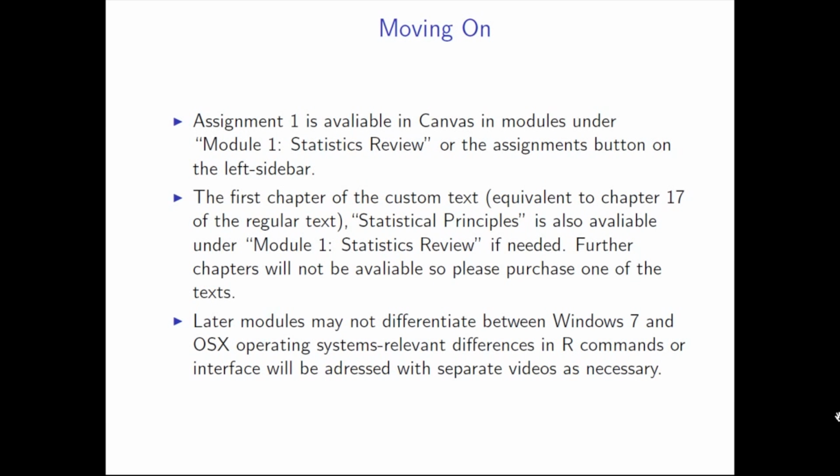Moving on from here, Assignment 1 is available in Canvas in modules under Module 1 Statistics Review, or the Assignments button on the left sidebar. The first chapter of the custom text, which is equivalent to Chapter 17 of the regular text called Statistical Principles, is also available under that first module if needed. Further chapters will not be available, so please purchase one of the books.